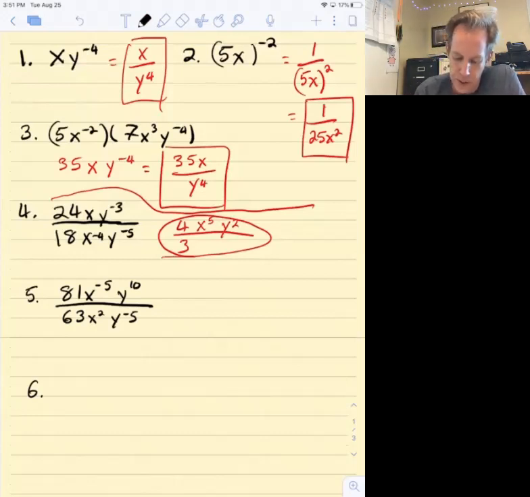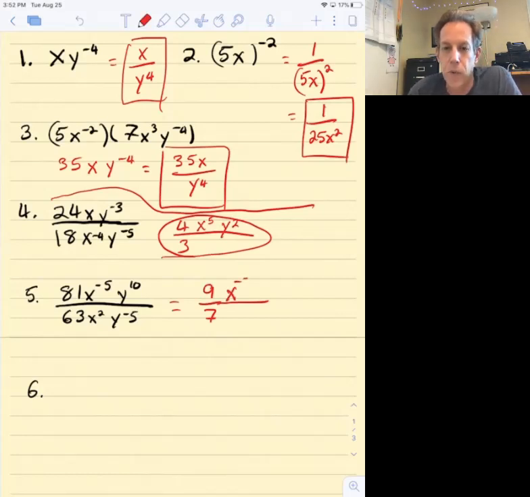Okay, so when I work this out, 81 over 63, we can divide both of those numbers by 9. So that's going to give me 9 over 7. And then for the x's, -5 minus 2 is -7. And then for the y's, 10 minus a -5 is a positive 15.